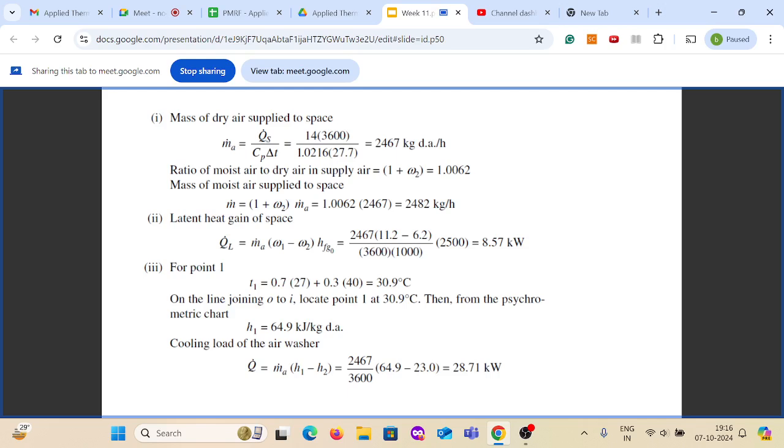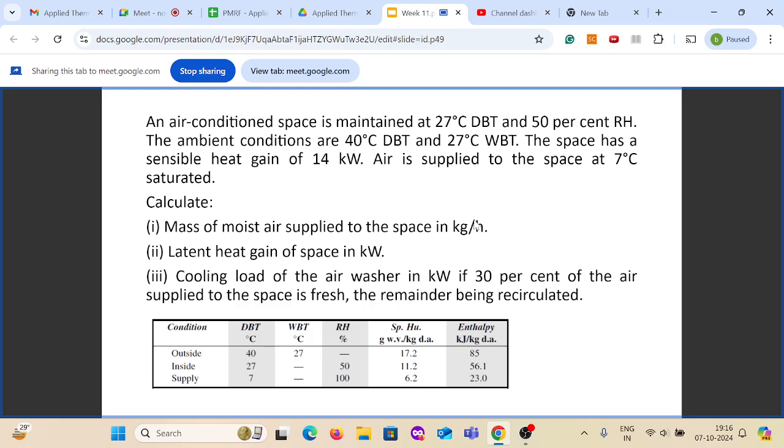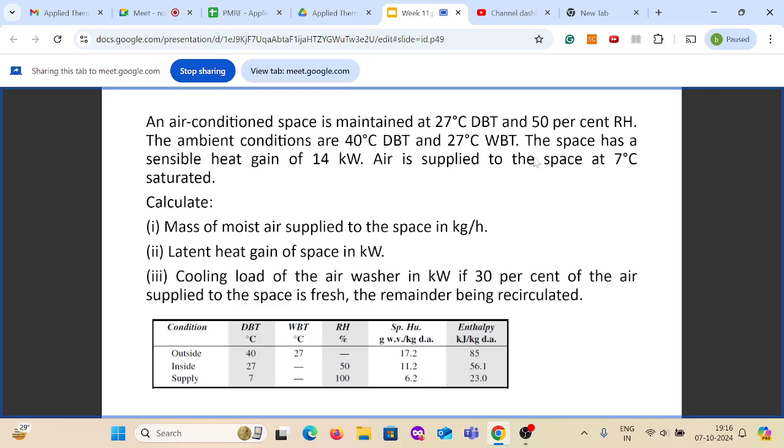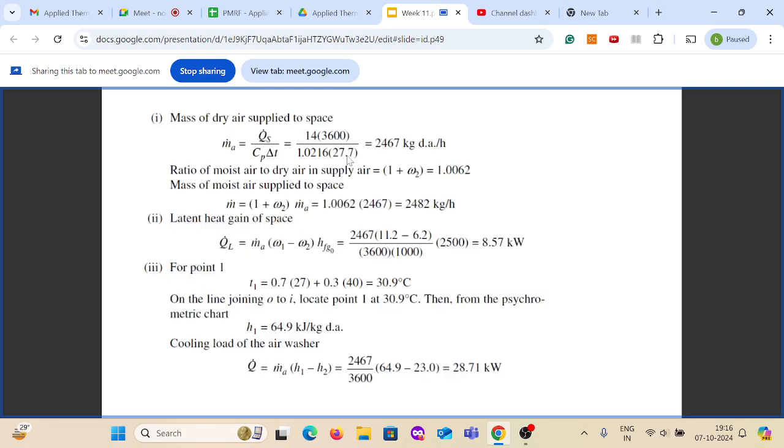So the mass of dry air supplied to the space is, you are supplying air at 7 degrees Celsius and the room is at 27, so it is heating from 7 to 27, and in that process it has to gain the sensible heat of 14 kilowatt. So using this we can find out the mass of air. The sensible heat is 14, multiply by 3600 to convert into per hour, divide by Cp into delta T, which will give you 2467 kg of dry air per hour.